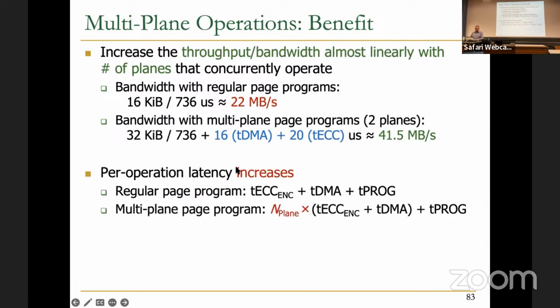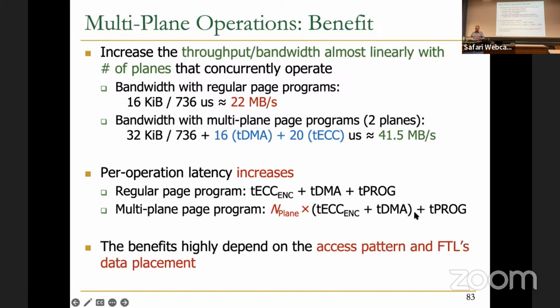You can see that per-operation latency increases because now you need to transfer more data. With a regular page program, you have ECC encoding plus TDMA and T program, but now you have to spend the number of planes times ECC encoding plus TDMA. And that makes things longer. But the good thing is that for the program latency, you're overlapping things, and your average latency is reduced a lot. Any questions? How to ensure multiplane operation, we're going to learn about FTL's data placement later today.